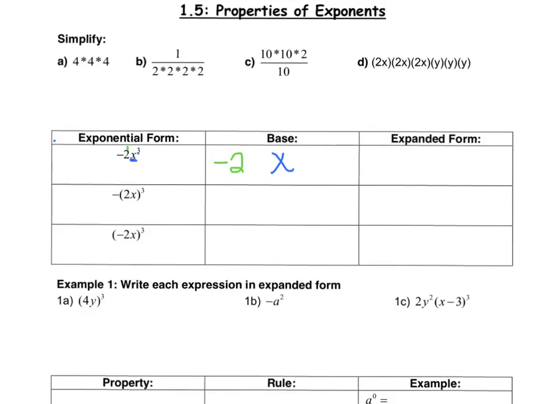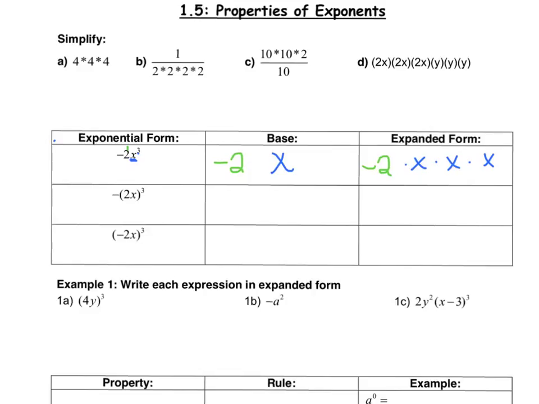If we write this out in expanded form, we have 1 -2, and then since the exponent's a 3, it means we have 3 x's. We could use dots to represent the multiplication, like up here, those asterisks, or we could use parentheses. So let's look at the next one.